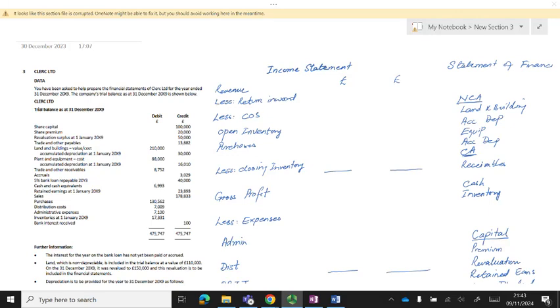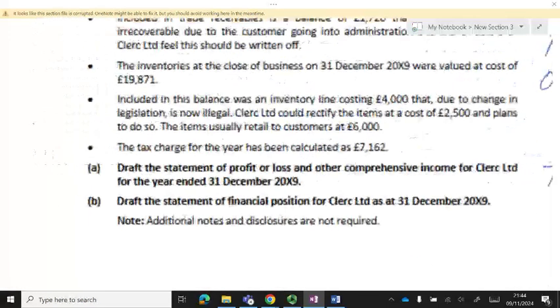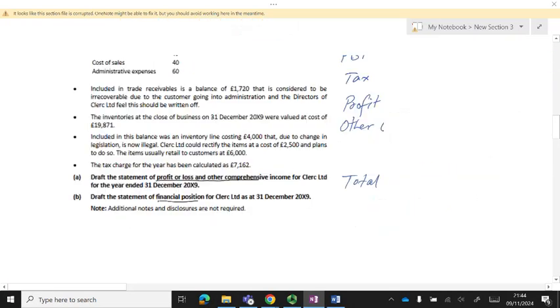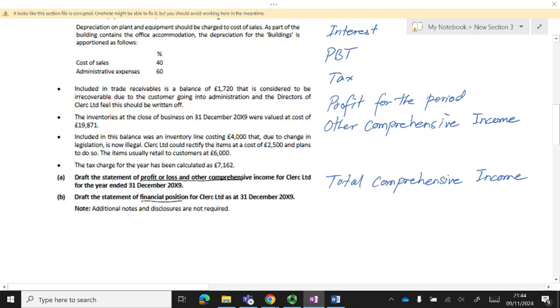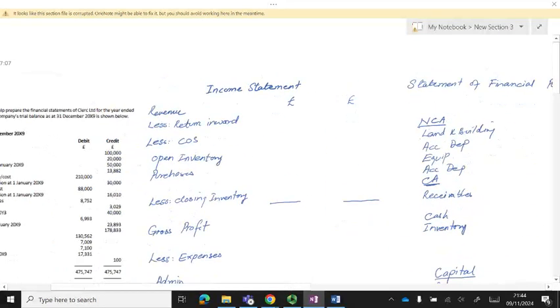Hi students, in this video I'm going to solve the CLERC Limited question, and the requirement is to prepare the profit and loss account and statement of financial position. So first thing, read the requirement. Second step, draw the formats. So my formats are ready.